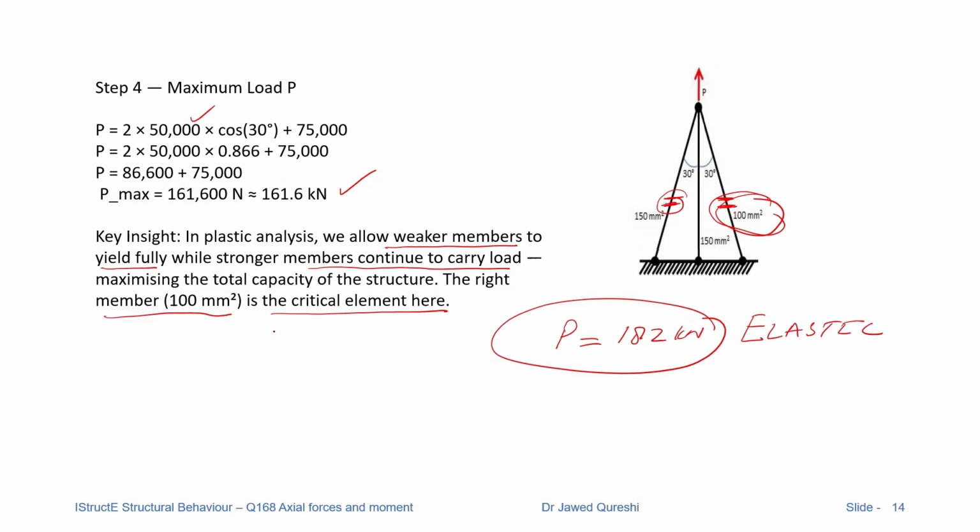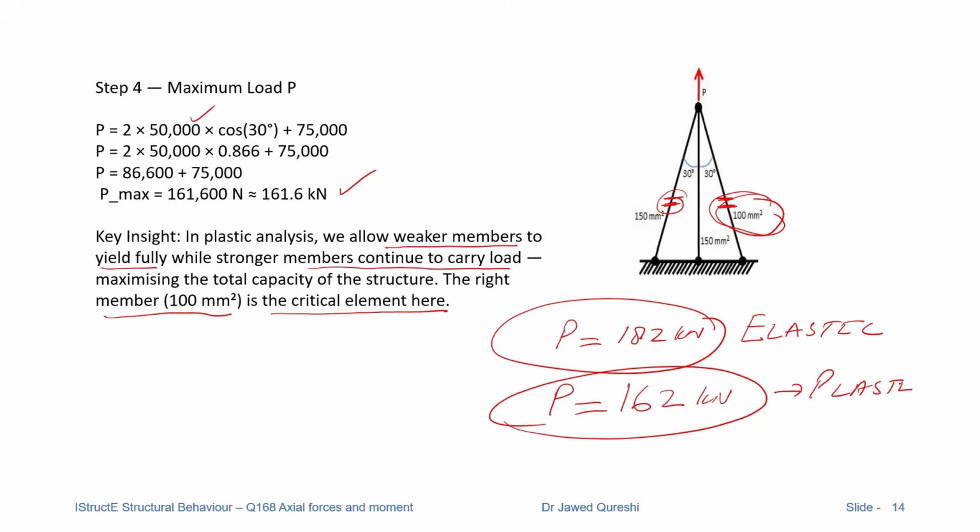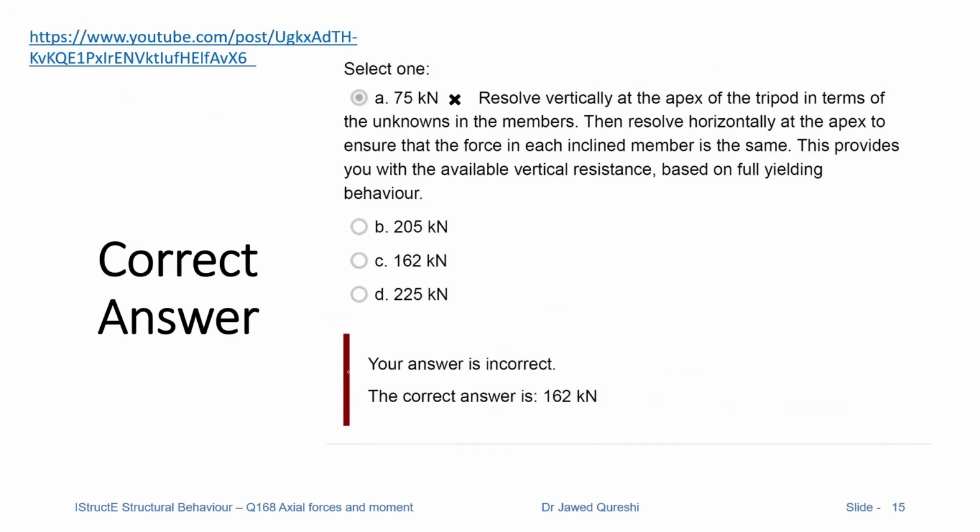When you sum up all the forces, the vertical components. But if you are looking for plastic, which is what this question requires, then you get 162 kilonewton. This is our plastic analysis. So the correct answer is 162 kilonewton.